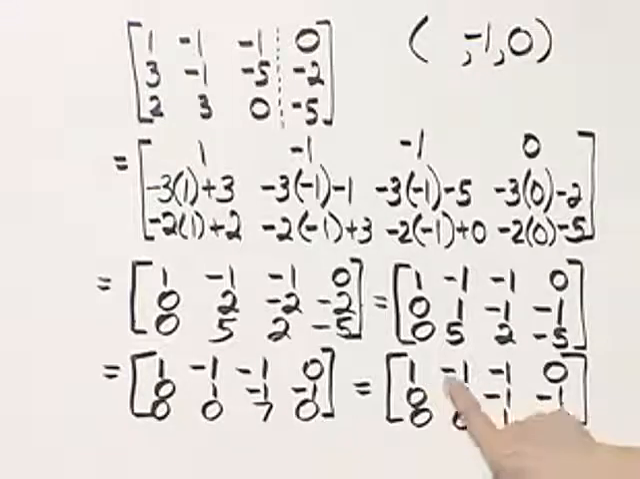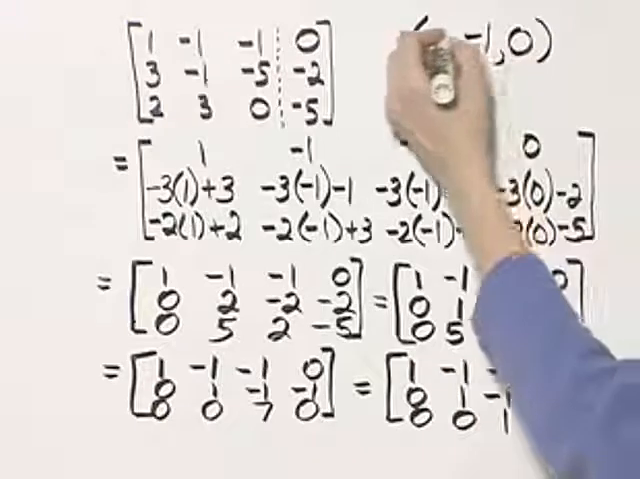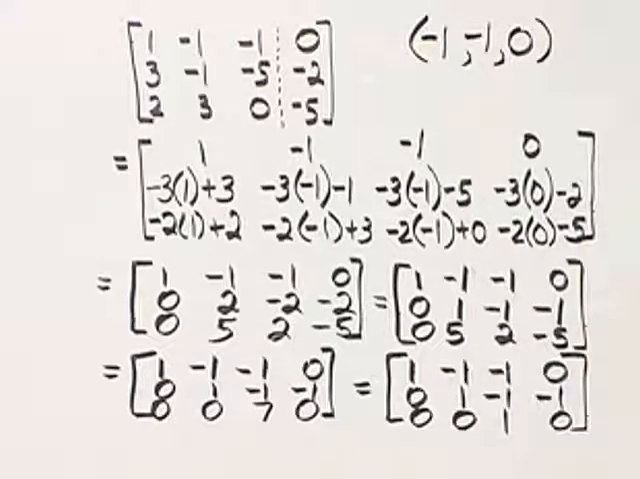Then this is x minus y minus z is 0. Solve for x. X is -1. There's your solution.